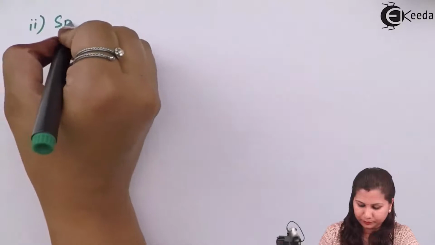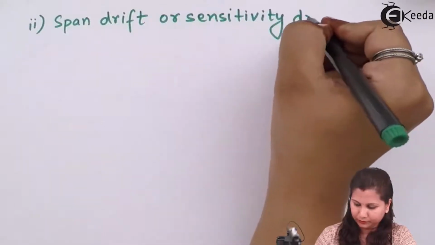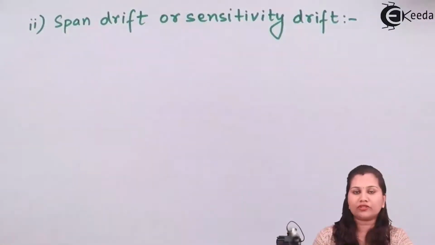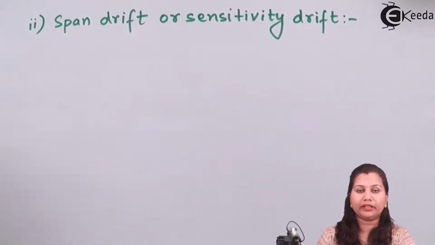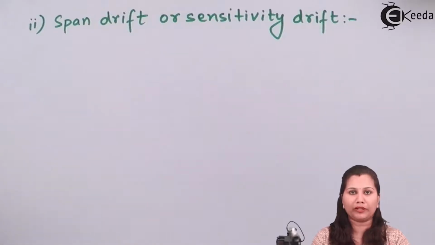So the next type of drift is the span drift or the sensitivity drift. Now when we are changing the input to the measuring quantity, when we are making a small change in the input, the output is changing in some proportion to the input. So the input and output changes are not linear, just like the zero drift. In zero drift, the complete calibration has shifted to some other point.